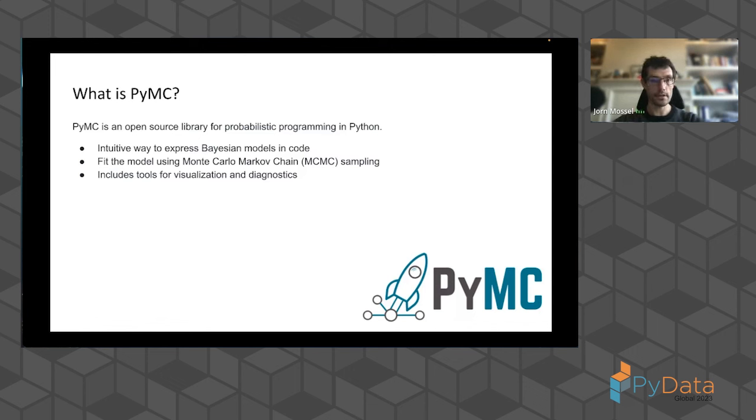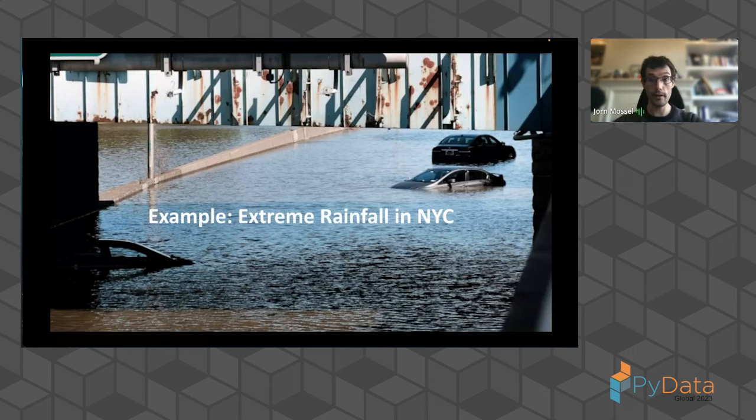All right, so we have now captured a very quick introduction to extreme value theory, and a very quick introduction to Bayesian modeling and PyMC. So let's put these together. Back to the rainfall in New York City.